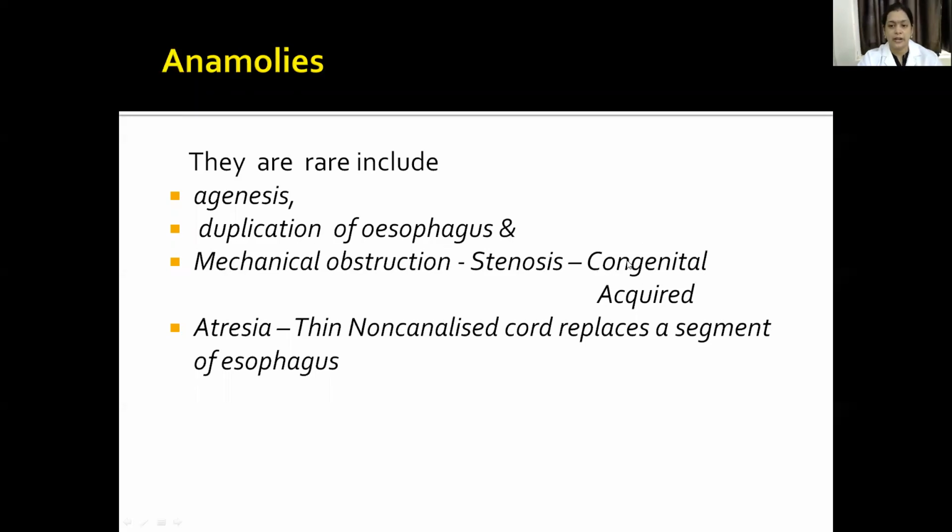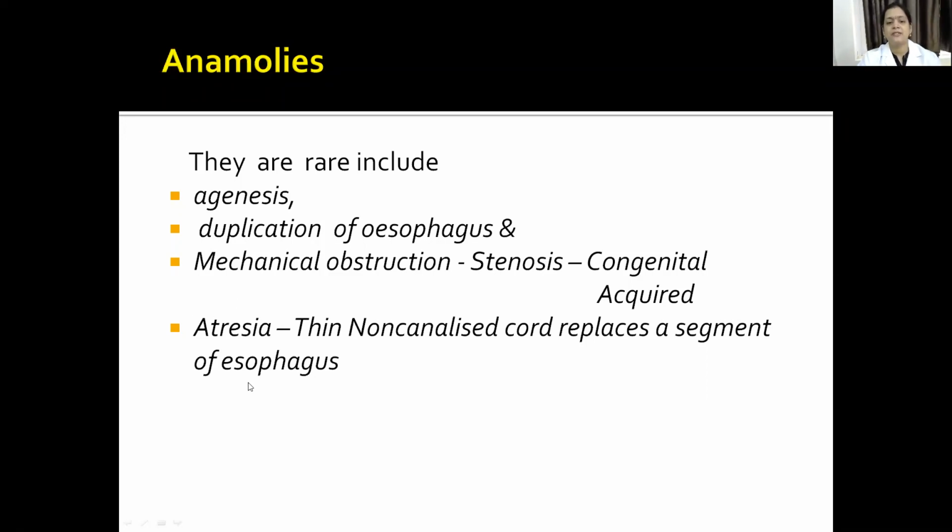Congenital stenosis is very, very rare, and acquired stenosis may occur because of intake of caustic agents, which are chemicals, acids, and so on. It may also be due to prolonged inflammation. So what happens when there is stenosis? We call it stenosis when there is fibrosis of the mucosal layers, which constricts the esophageal tube, and then the food we take doesn't go inside.